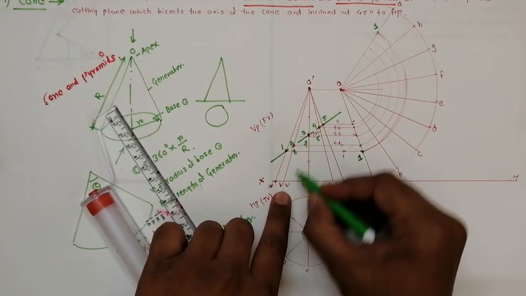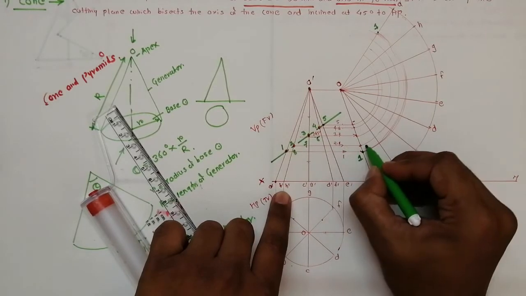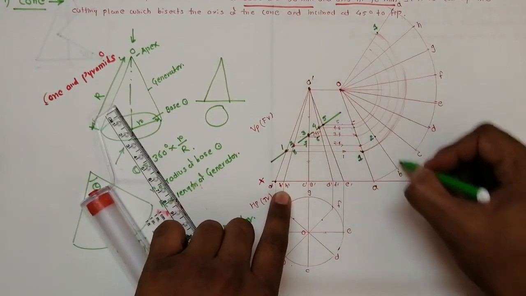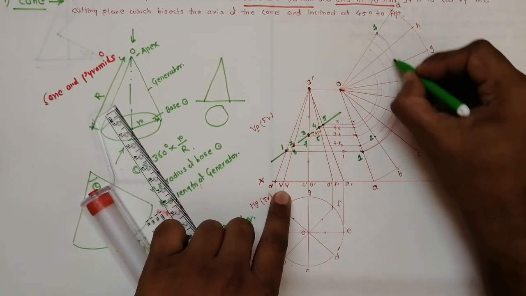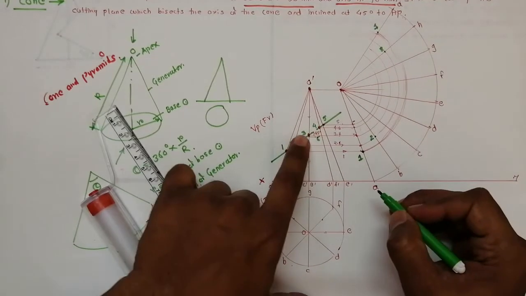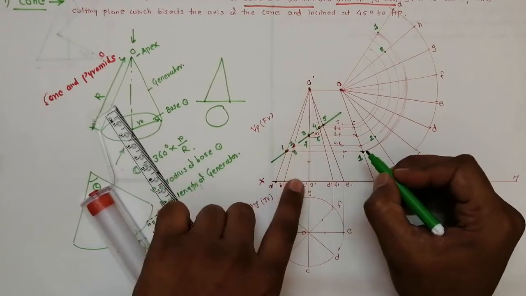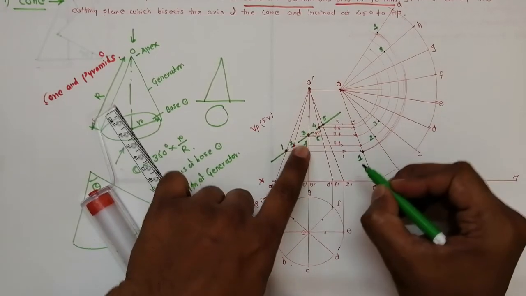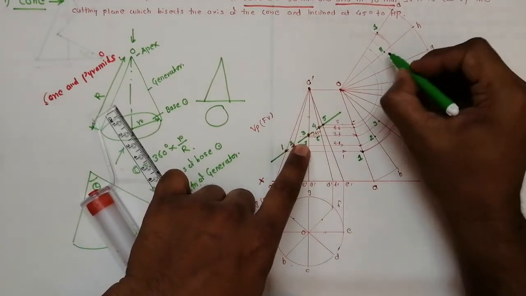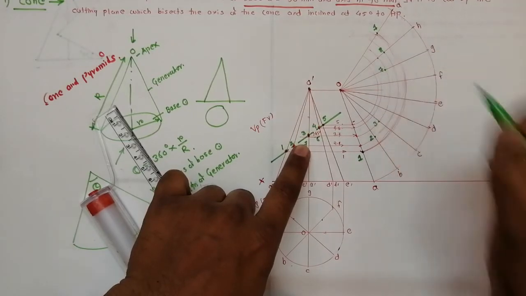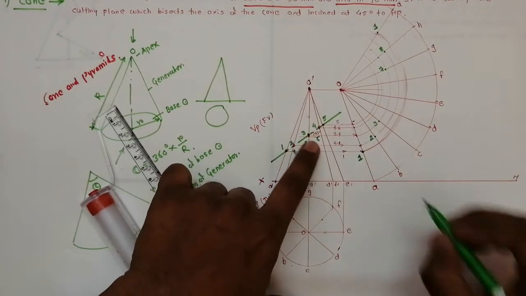Now 2 is on B and 8 is on H. So this is 2, 8. So this comes here. This is 2 on OB, and this is 8 on OH. This is 3, 7. 3 is on C. So this is 3 on C. 7 is on G. So this is 7 on G. Then 4 is on D.